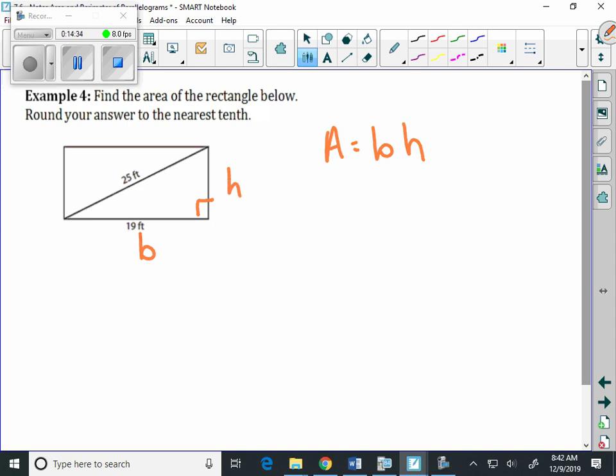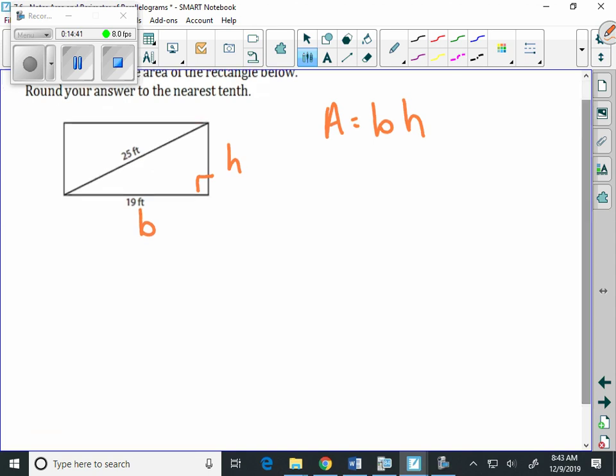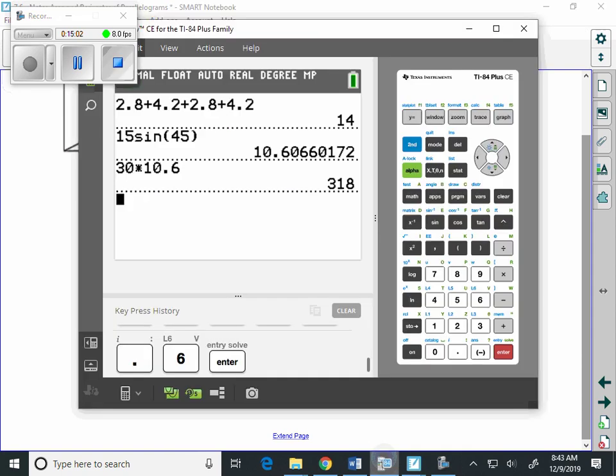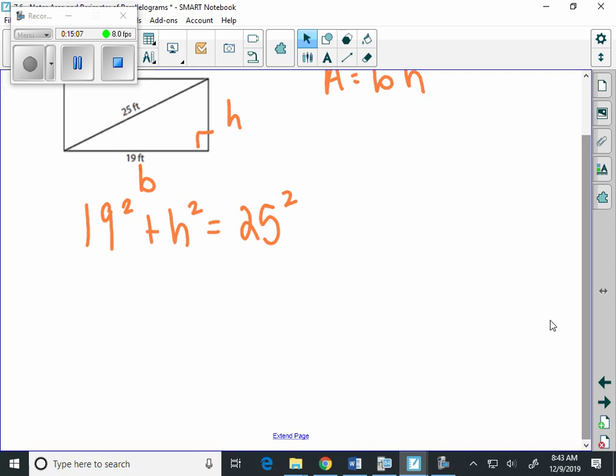And the way that we can find the height is we can use the Pythagorean theorem. We know two sides. We don't know any angles here. In fact, we know the hypotenuse. We get 19 squared plus h squared for height equals 25 squared. If you don't like using the h, use x, use n, use a or b. It's not going to make any difference. And if we type that in here, 19 squared is 361.